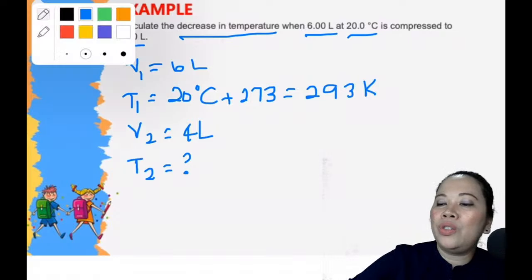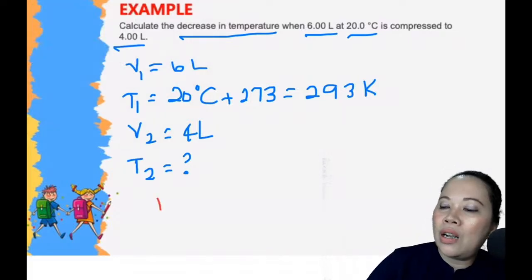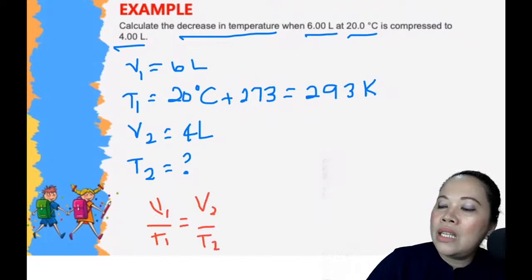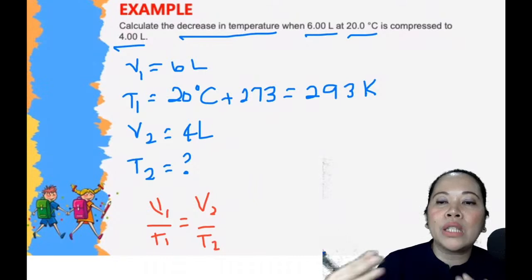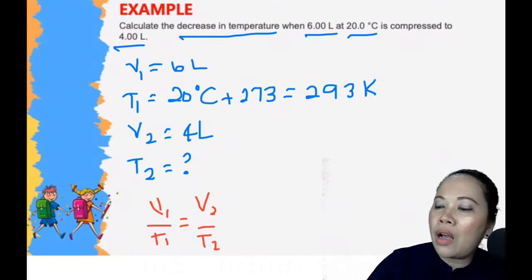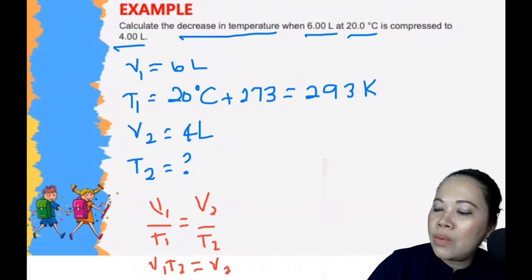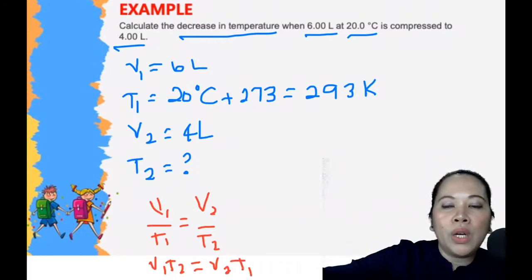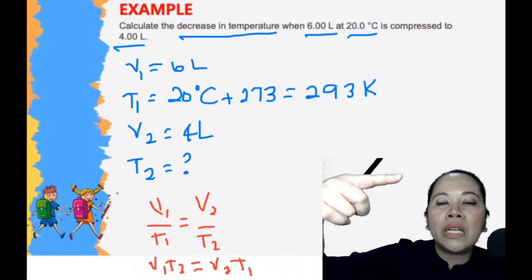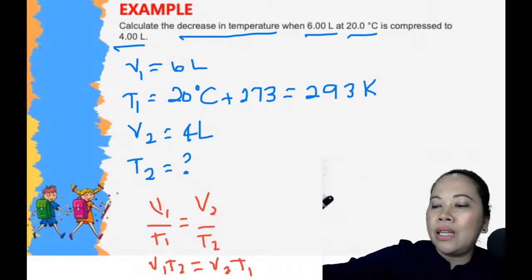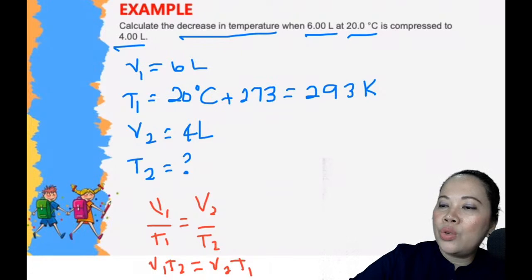So then all you need to do is substitute. V1 over T1 equals V2 over T2. Since we need T2, we need to cross multiply. Cross multiply, you have V1 T2 equals V2 T1. And then you transfer V1 to the other side. Since V1 is being multiplied, you move it to the other side, so it will be divided. So T2 is equal to V2 times T1 over V1.